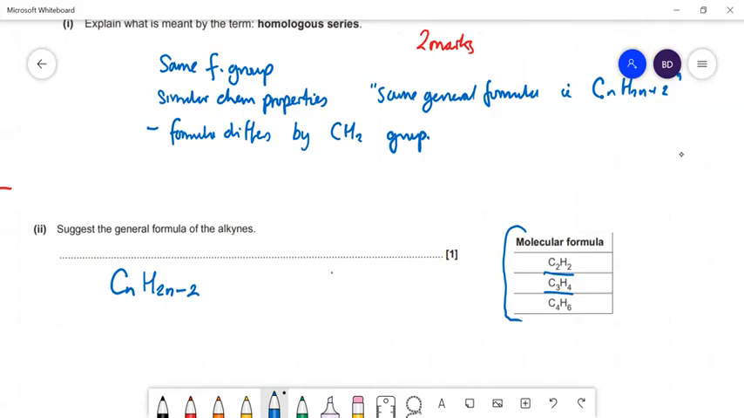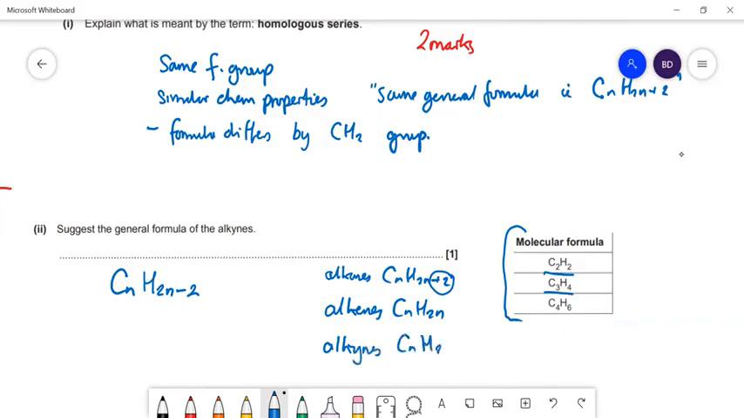And if you think about what's the formula of the alkanes with no double bonds, that's CnH2n plus 2. The alkenes, where you've got 1 double bond, is CnH2n. So we've lost those 2. So when you've got a triple bond, the alkynes, you lose another 2 hydrogens. So it's CnH2n minus 2.